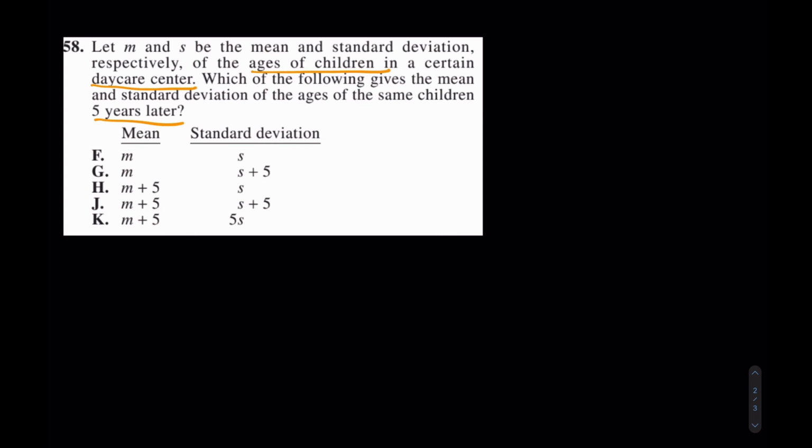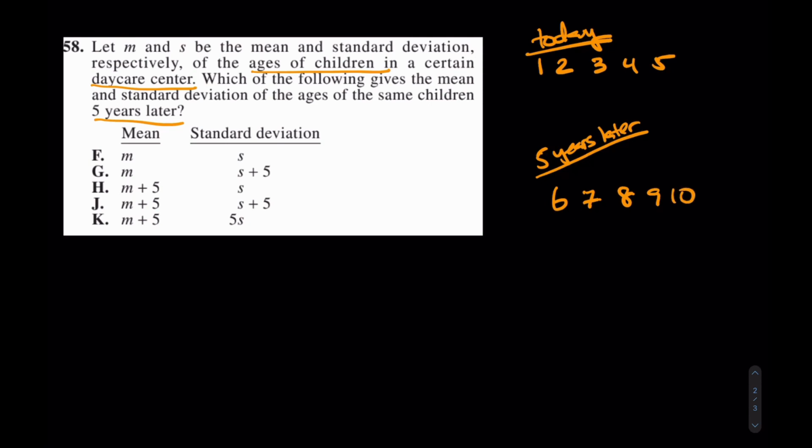Well, I think about just trying numbers. Imagine my kids at the daycare are 1, 2, 3, 4, 5 years old today. Okay, that's cool. But then 5 years later, obviously, you don't have to write this when you're doing the question. I'm just trying to help you. This would be 6, 7, 8, 9, 10. Oh, they got 5 years older. In that case, if I asked you a quick question here, did their mean increase? Their mean was 3 before and their mean is 8 now. Yes, their mean definitely increased. I would say M plus 5 for the mean. I definitely like H, J, or K.